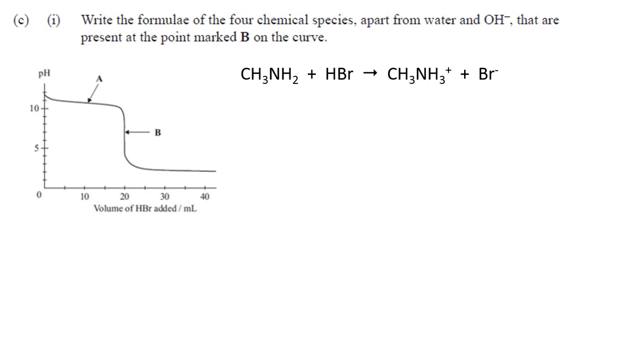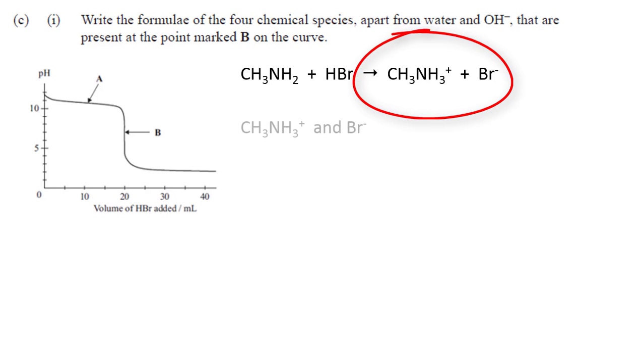So in this case, it means that equal moles of the methylamine have reacted with the hydrogen bromide and formed equal moles of the two products there. So they have completely reacted, so there is no more of them there, and so we just have CH3NH3+ and bromide ions from that equation present in the solution. The question gives us a big hint because it says 4 species.